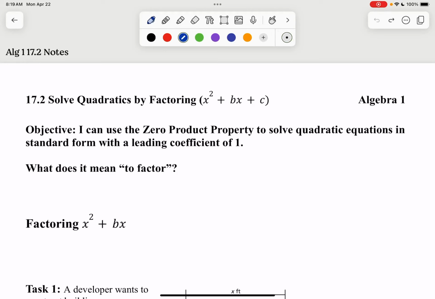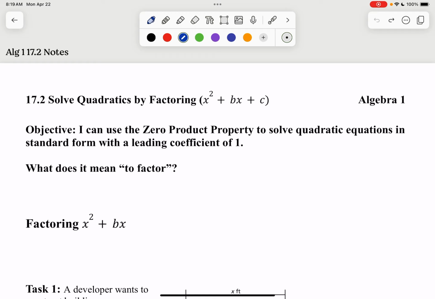Solving quadratics by factoring. Our objective is to use the zero product property, which we'll learn what that is in a minute, to solve a quadratic equation in standard form with a leading coefficient of 1. We're going to stick to a leading coefficient of 1 right now. In other words, if you look at this example up here, it's x to the second plus bx plus c. Notice my x to the second coefficient is 1. We're going to stick with that today because once you introduce a larger or different leading coefficient, it complicates the problem a bit.